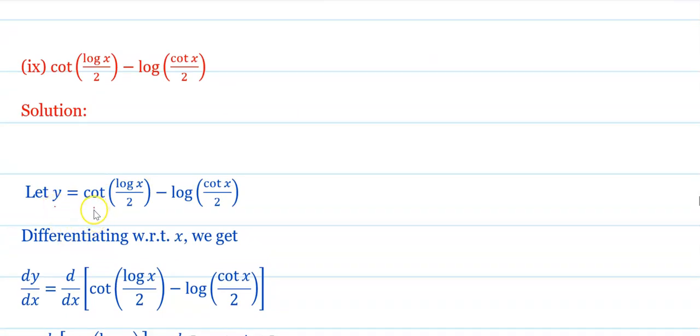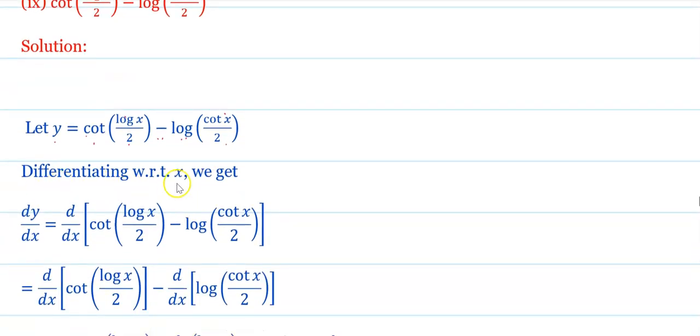Y is equal to cot of log of x upon 2 minus log of cot of x upon 2. See here, cot of log of x upon 2 minus log of cot of x upon 2. The first main function is cot, and here is a log. The cot is composite with log of x by 2, and this log is composite with cot of x by 2. Cot of x upon 2.